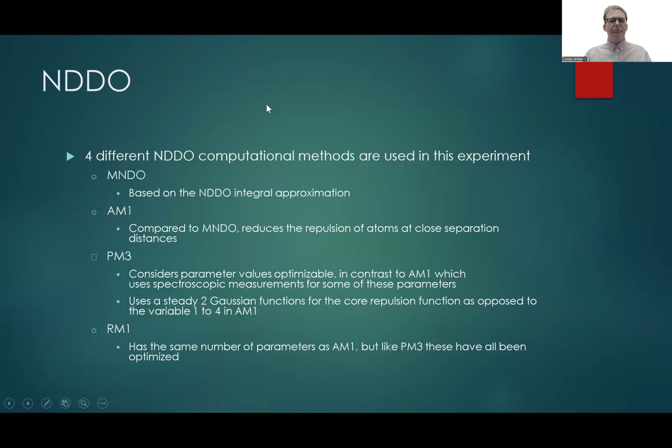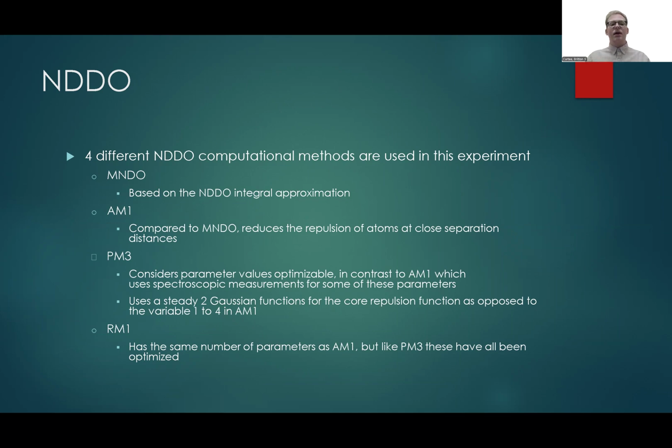Moving on to the NDDO. There can be 4 different NDDO computation methods that are going to be used in this experiment. So we have the MNDO method, which is based on the NDDO integral approximation. The AM1 method, which compared to MNDO, reduces the repulsion of atoms at close separation distances. PM3, which considers parameter values optimizable, in contrast to AM1, which uses spectroscopic measurements for some of those parameters.